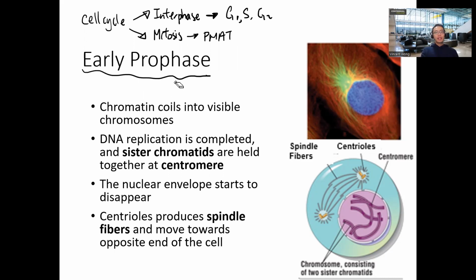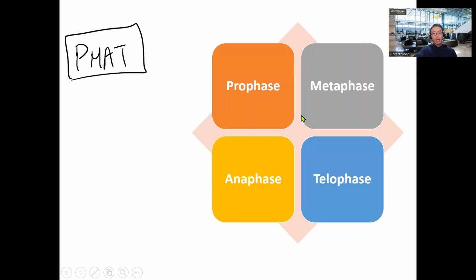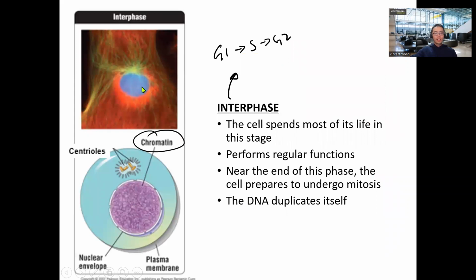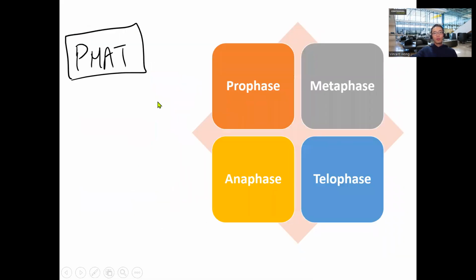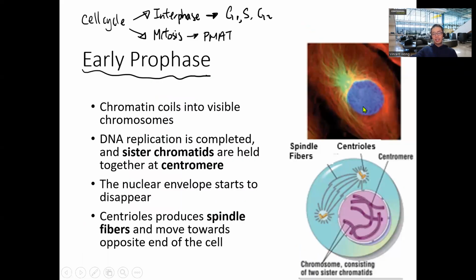So in early prophase, chromatin coils into visible chromosomes. You can see the individual chromosomes now, kind of like little noodles. You weren't able to see that before. Let me quickly go back to an earlier picture. When the cell was still in interphase, you cannot make out the individual chromosomes because they are still in the form of chromatin. They have not condensed further yet. Over here, it is very condensed. It has become the chromosomes. The whole point of making them into chromosomes is so that you can move them around easily.